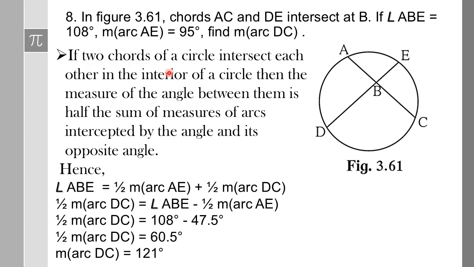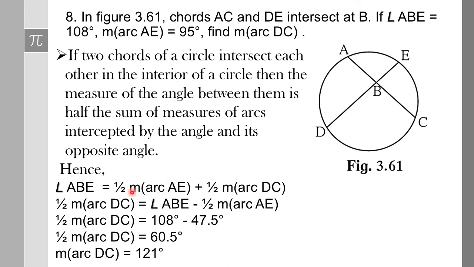If two chords of a circle intersect each other in the interior of a circle, then the measure of the angle between them is half the sum of the measures of the arcs intercepted by the angle and its opposite angle. Here, ABE is intercepting arc AE and the angle opposite to it, DBC, is intercepting arc DC. So half of AE plus half of DC is equal to angle ABE and is equal to angle DBC, since vertically opposite angles are equal. So angle ABE is equal to half measure of arc AE plus half measure of arc DC.